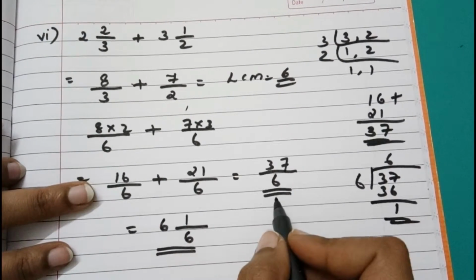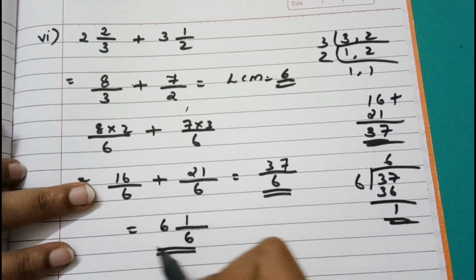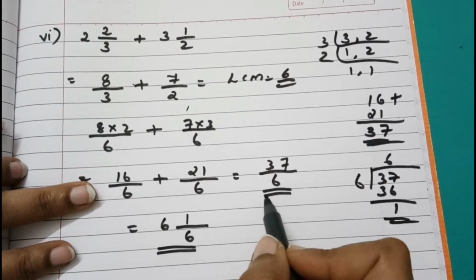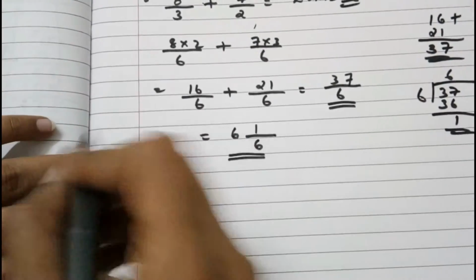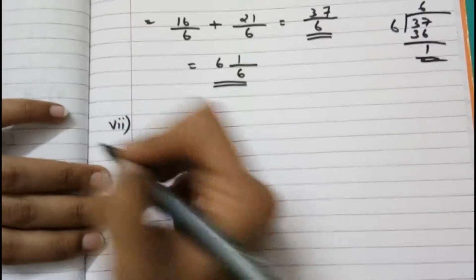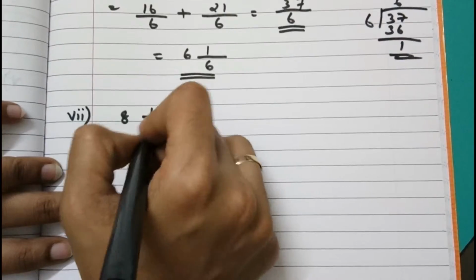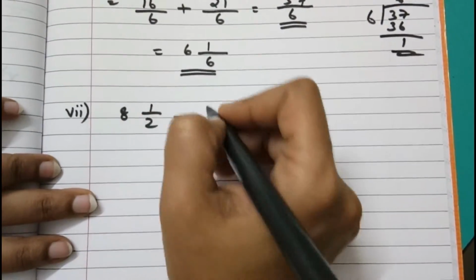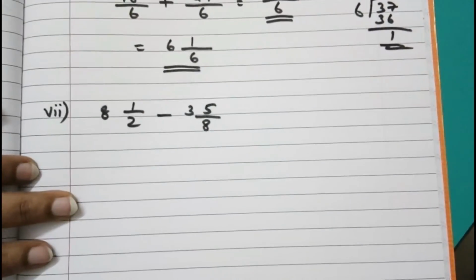Now calculating this into mixed fraction, 6 6s are 36. 36 plus 1 is 37. So this is how you need to tally whether your answer is correct or not. Okay. So this is how we find out. Last but not the least, the 7th sub question under this, question number 1, is 8 1 by 2 minus 3 5 by 8.